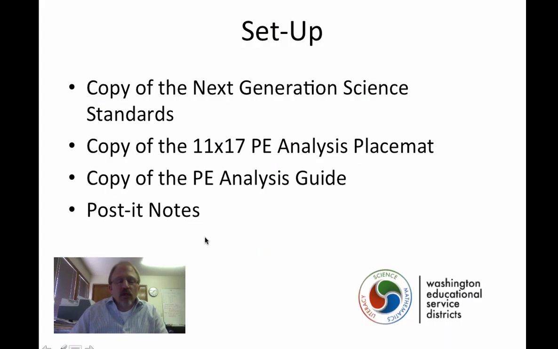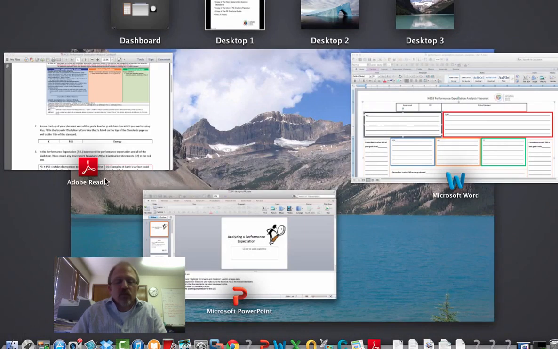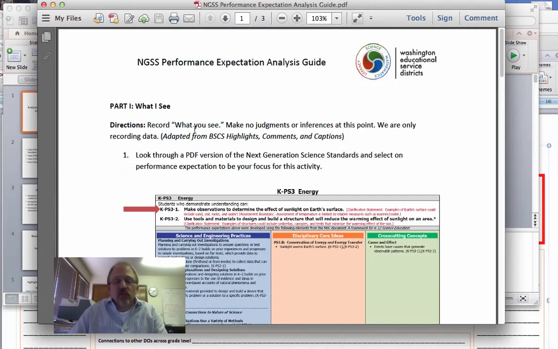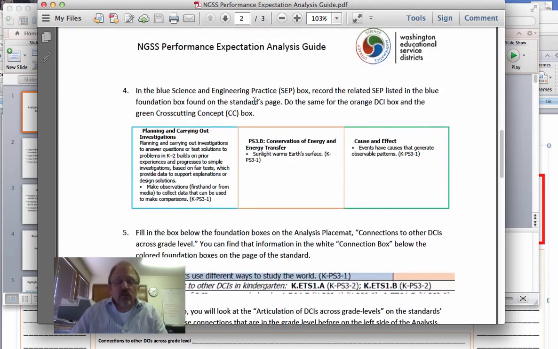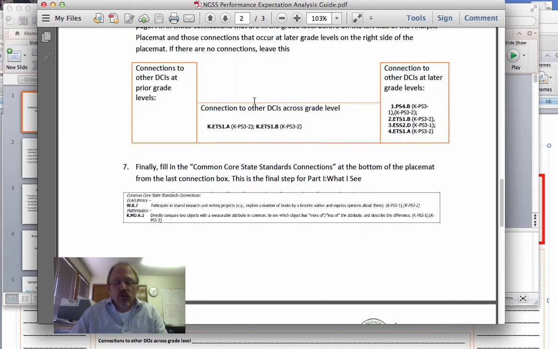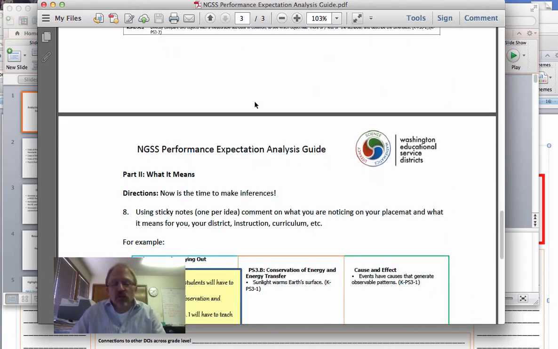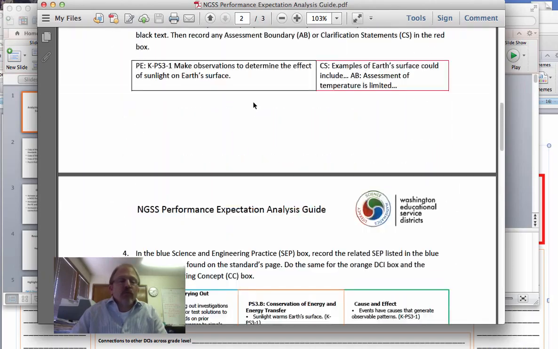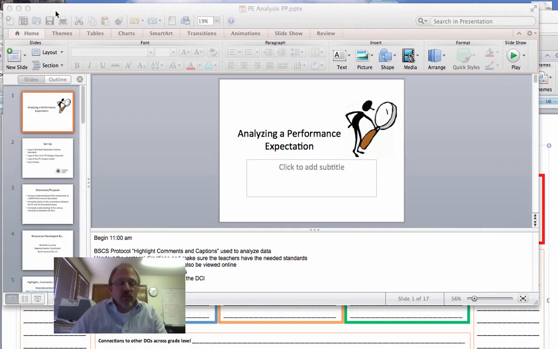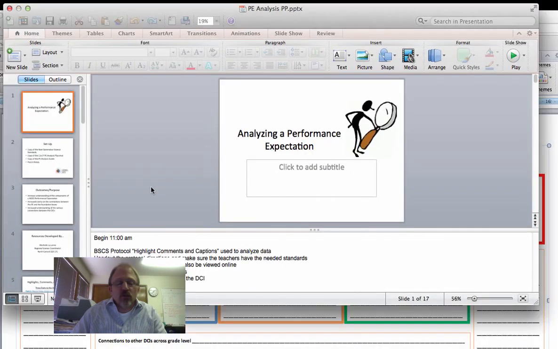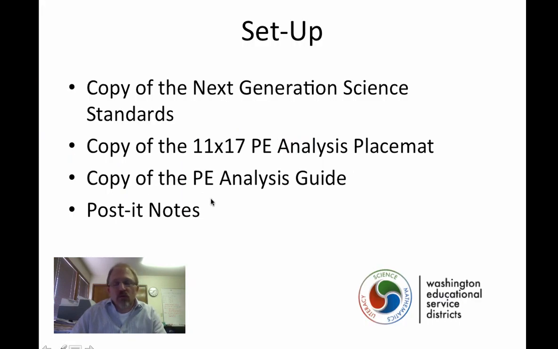You're also going to need a copy of the Performance Expectation Analysis Guide. It looks like this, a PDF that basically lists all the steps of how you do this activity. You can just read through this and work your way through it, or work a group of your teachers through it at your school. That's one of the purposes of this, as I see it: to give you a quick little professional development activity that you can do at your school with your teachers, or on your own. You also need some post-it notes.